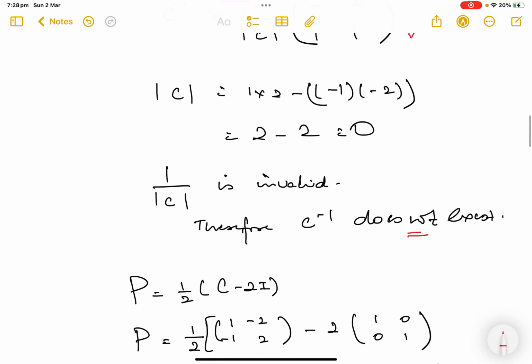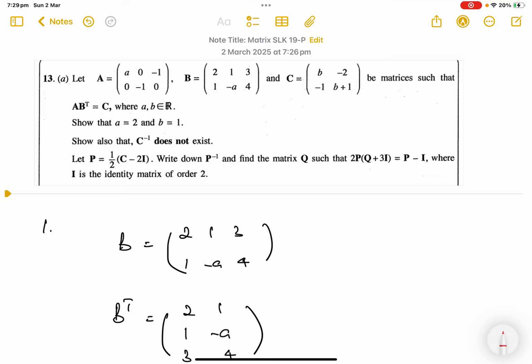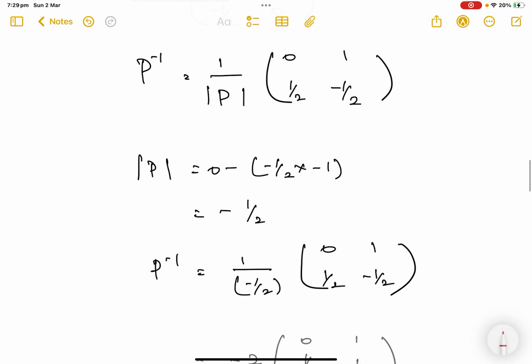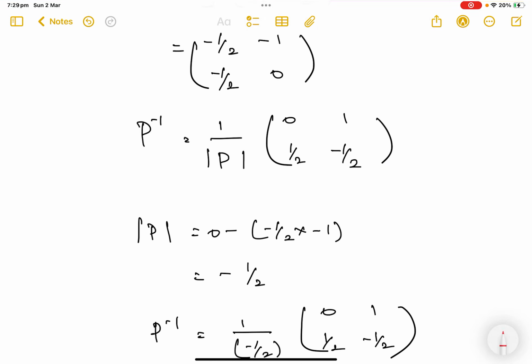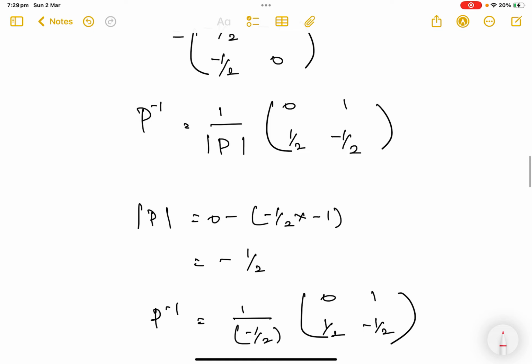Again, what we need to find is inverse P. So that is the question. Inverse P is 1 over determinant P times the adjugate. For the crossover, R1C1 and R2C2 will change places, and then the sign changes on R1C2 and R2C1.